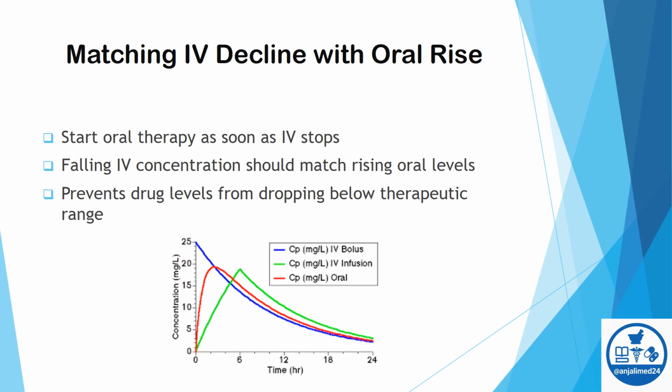Matching IV decline with oral rise. To maintain continuous therapeutic effect, the oral dose should be administered at the same time the IV infusion is stopped. This allows the decreasing levels from the IV route to be balanced by the gradually increasing levels from the oral dose.